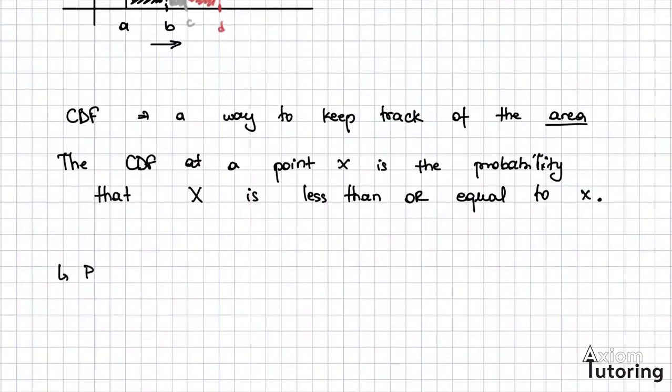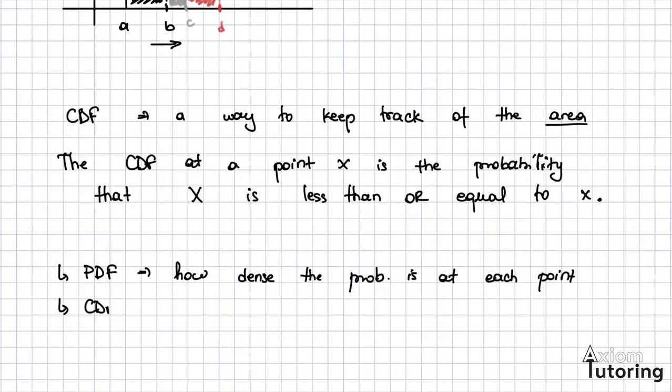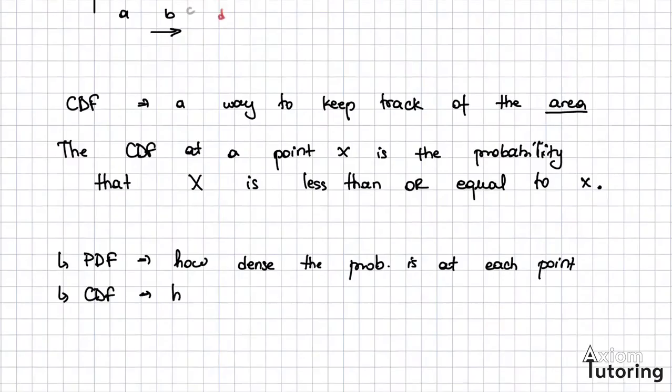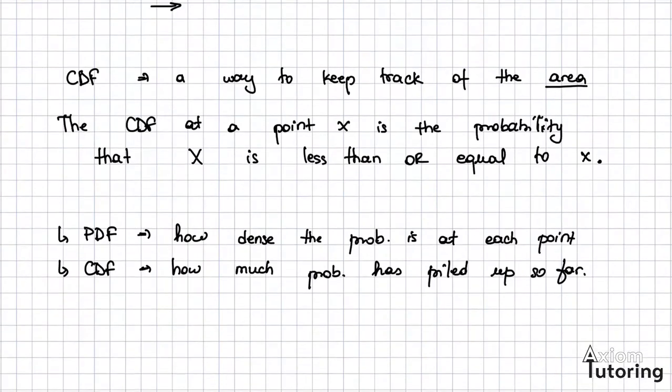So the PDF is basically telling you how dense the probability is at each point. Instead, the CDF is telling you how much probability has piled up so far. Okay? So the CDF intuitively is just the area under the PDF minus all the rest.